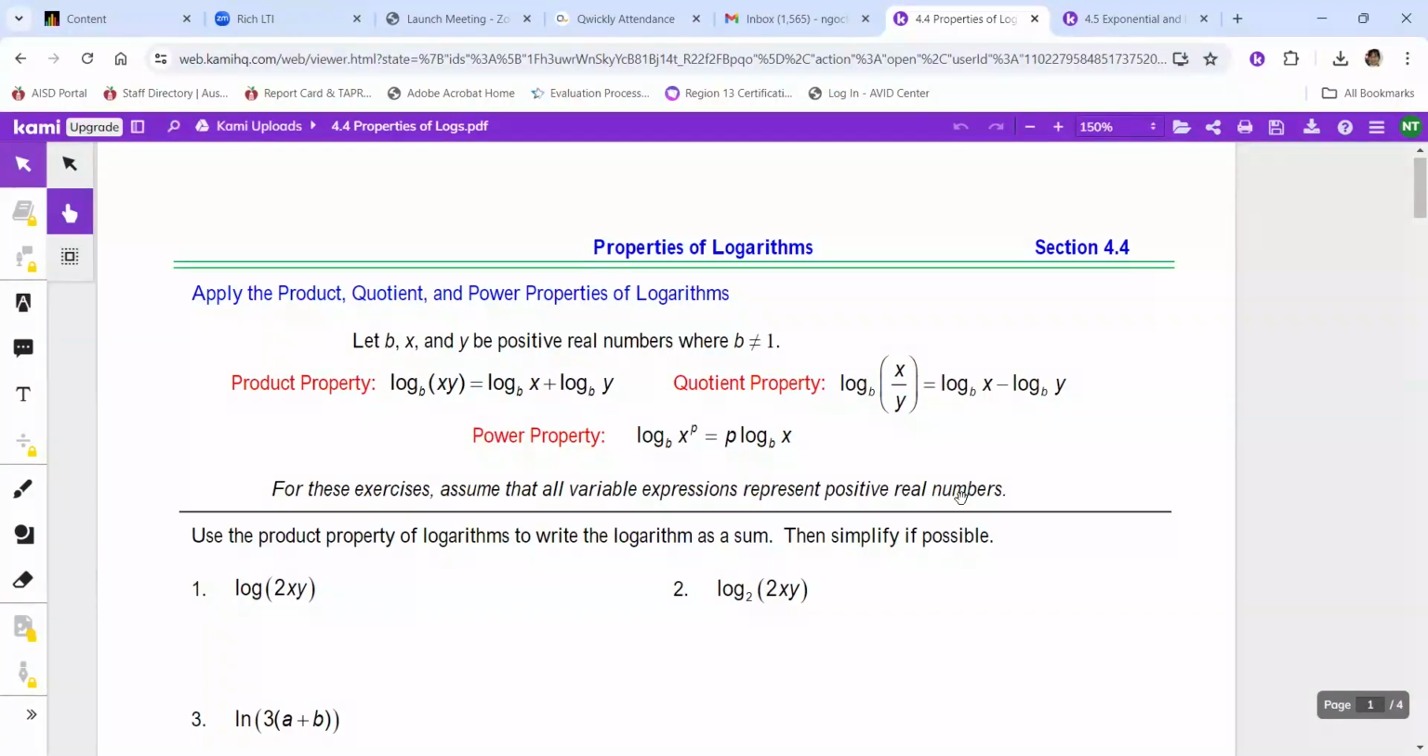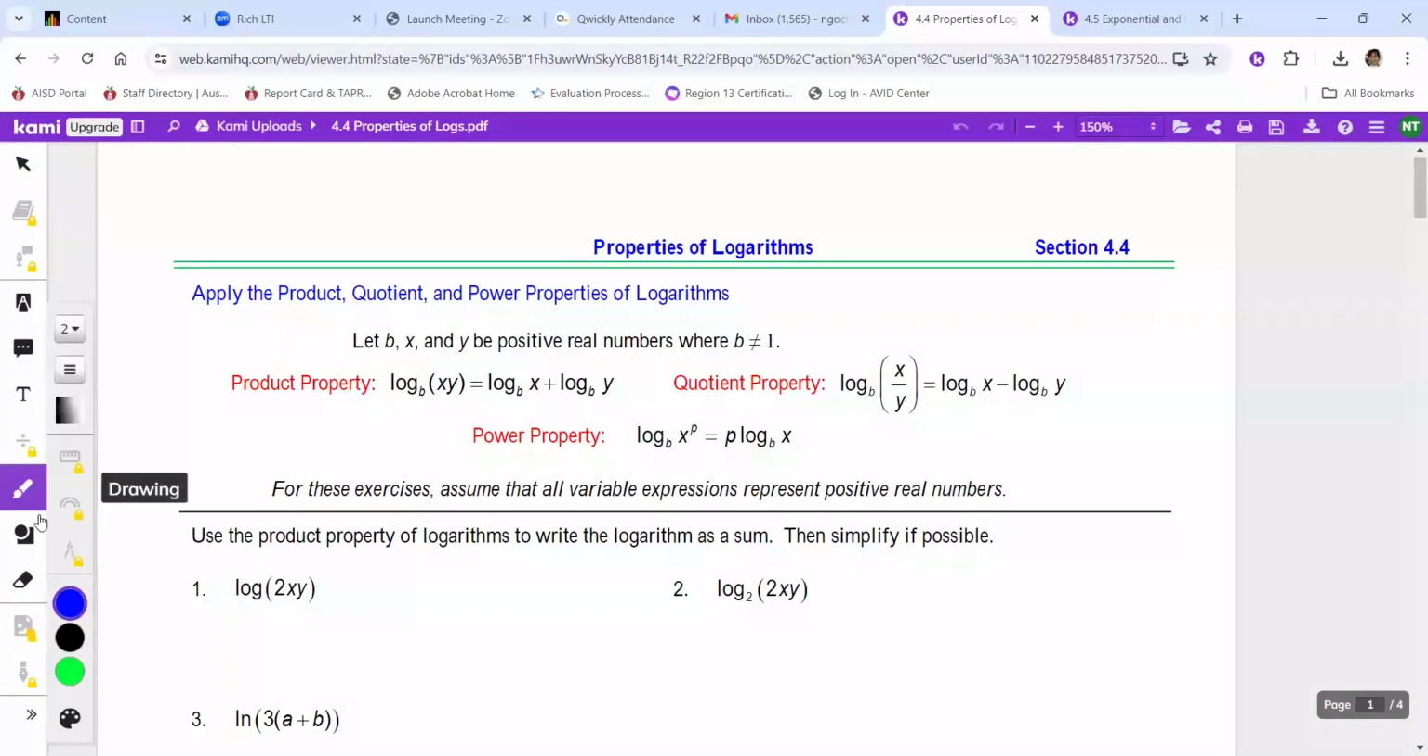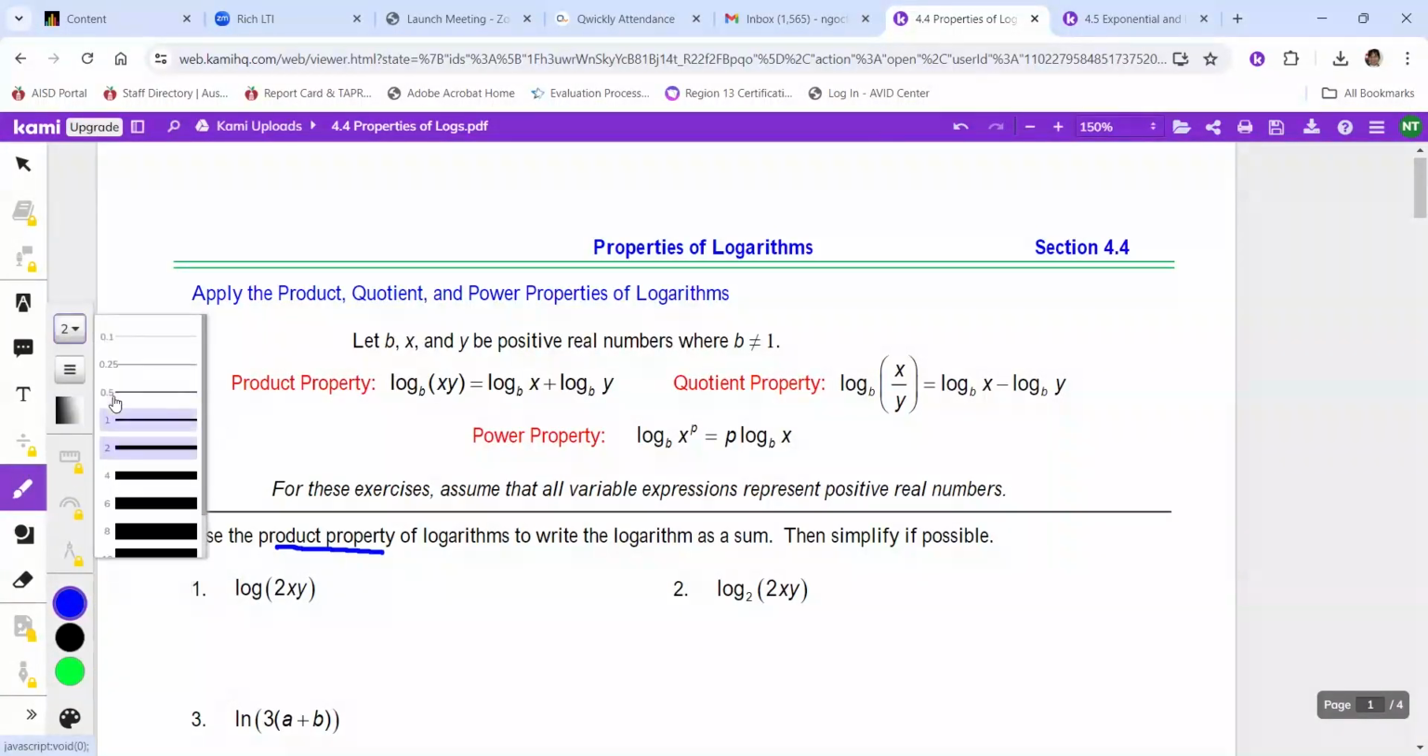Again, for all of the exercises, we assume that x, y, a, b, and all of the variables that we use are real numbers. So here in exercise 1, we are asked to use the product properties to write our log as a sum. What it means is that we start with one log and we want to expand it. We want to write it as the sum of logs. Okay, so let's start with log.